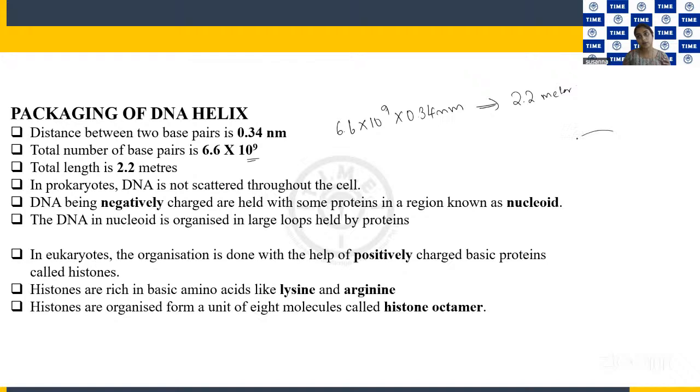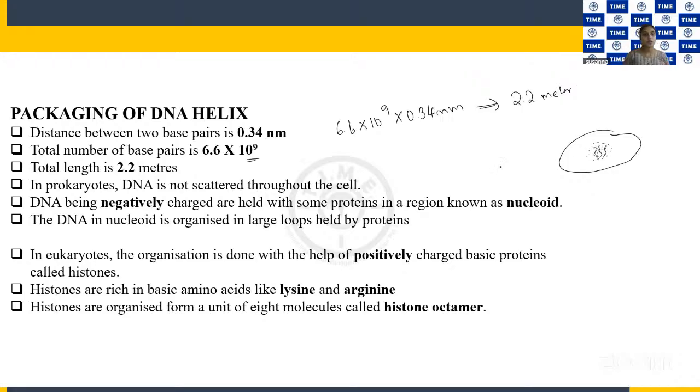So if you have a prokaryotic cell here, they don't have a well-defined nucleus. They have a nucleoid region where you can see the DNA, which is held with some proteins. This DNA in the nucleoid is organized into large loops, and they are held by proteins.